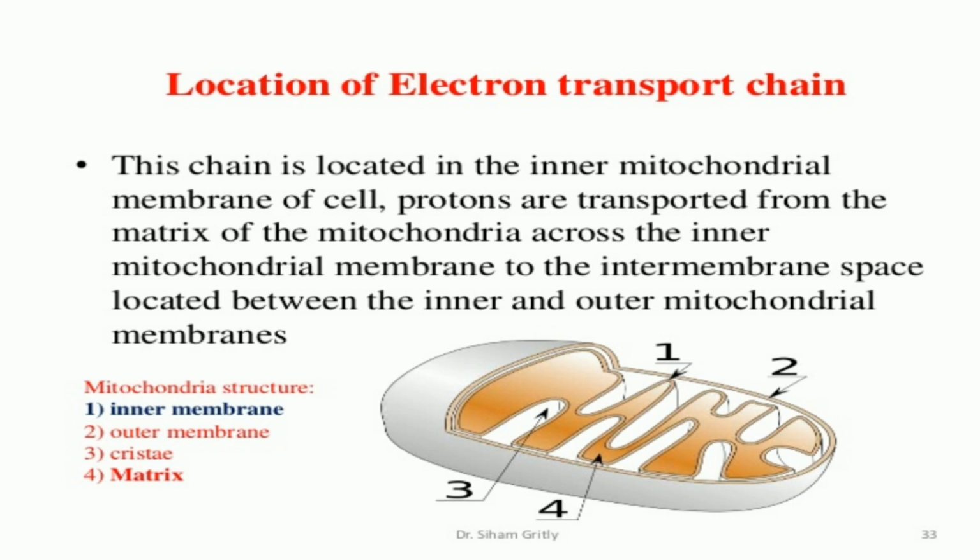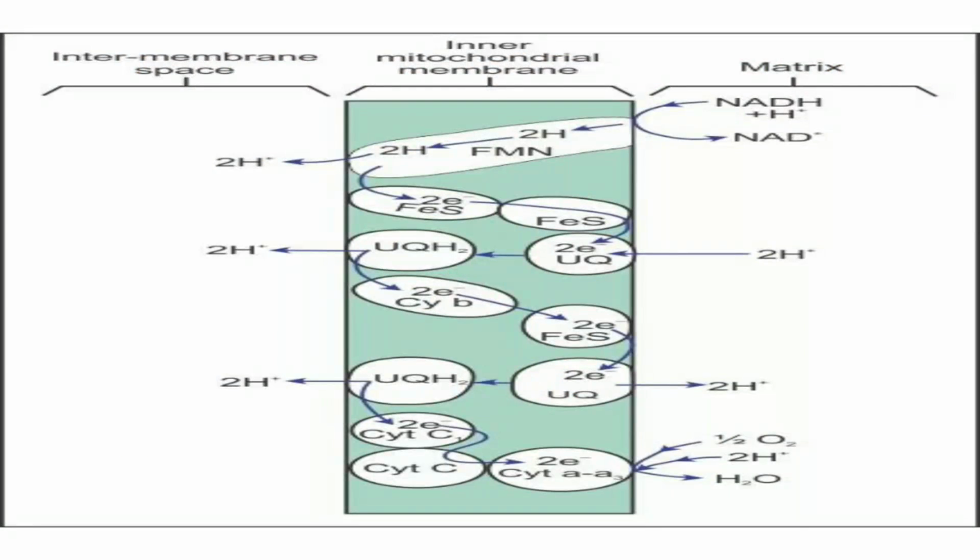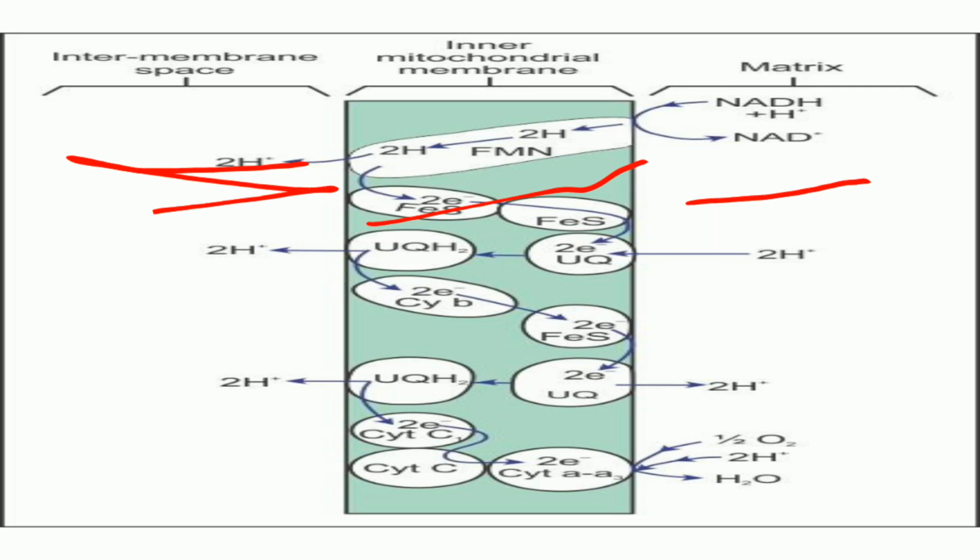Now the steps of this electron transport chain proceed something like this. As you can see in this figure, I have shown you the portion of the inner mitochondrial membrane. This is the matrix, that is the inside, and this is the intermembranal space. Intermembranal space means the space between the inner membrane and the outer membrane.